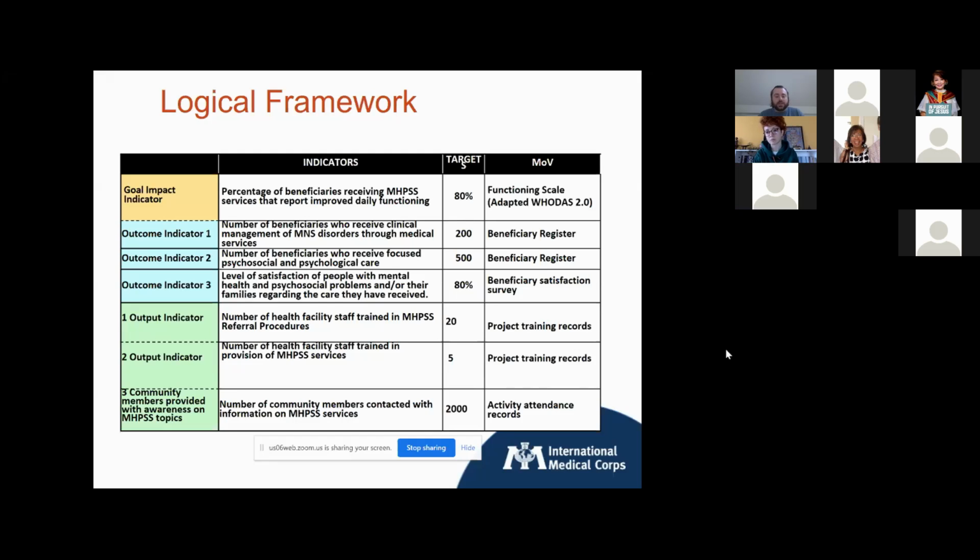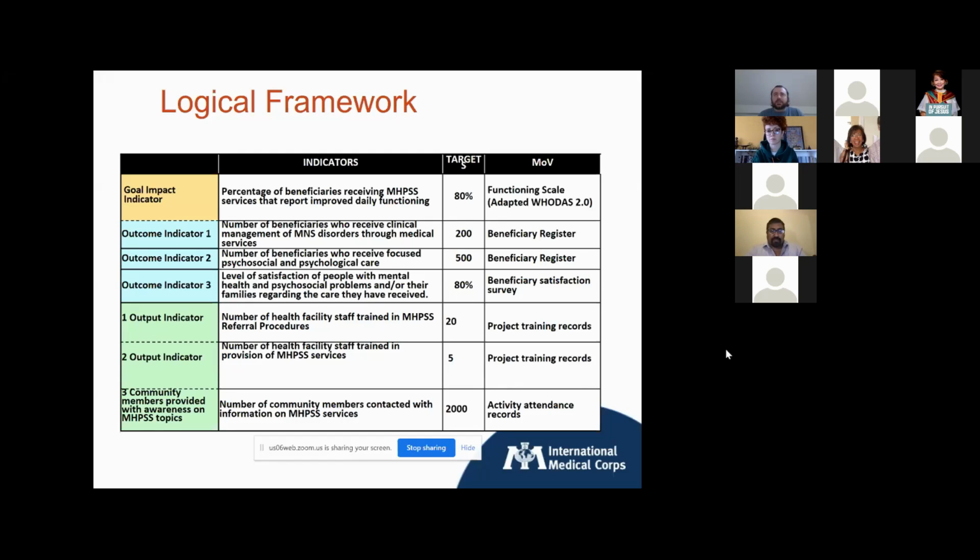Outcome indicator 3, level of satisfaction of people with mental health and psychosocial problems and or their families regarding the care that they received. This is the qualitative indicator that is used here for this outcome. And we measure this through beneficiary satisfaction surveys. Again, you can find examples that can be adapted within the M&E framework.